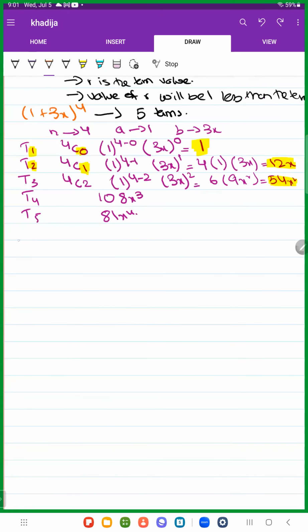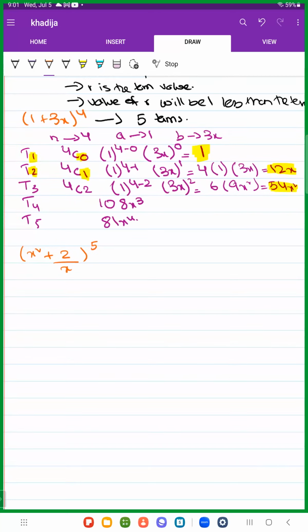So the question says x squared plus 2 upon x, to the power 5. I want you to tell me the first 6 terms of the expression. First 6 terms. Okay.